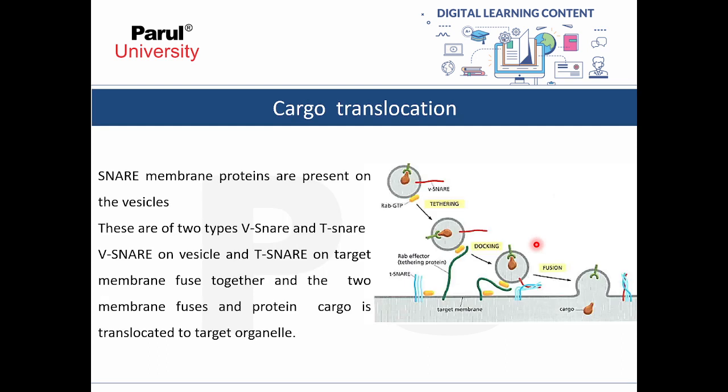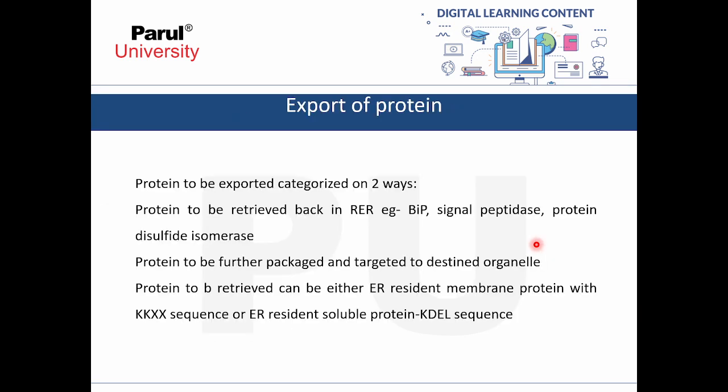Once the protein has to be translocated to a particular target membrane, SNARE membrane proteins are present on the vesicles. There are two types of SNARE, v-SNARE and t-SNARE, as we have already studied. v-SNARE is present on the vesicle and t-SNARE is present on the target membrane, and both have to be fused together so that the two membranes fuse and the protein cargo is translocated to the target organelle. So this was all about the translocation of proteins across the ER and the Golgi apparatus.